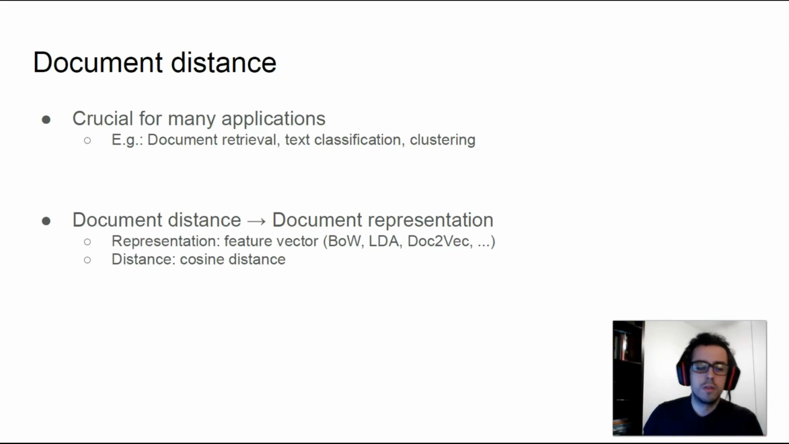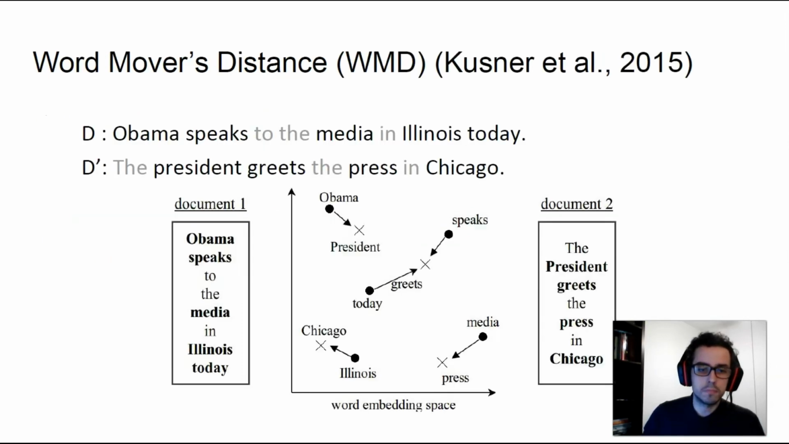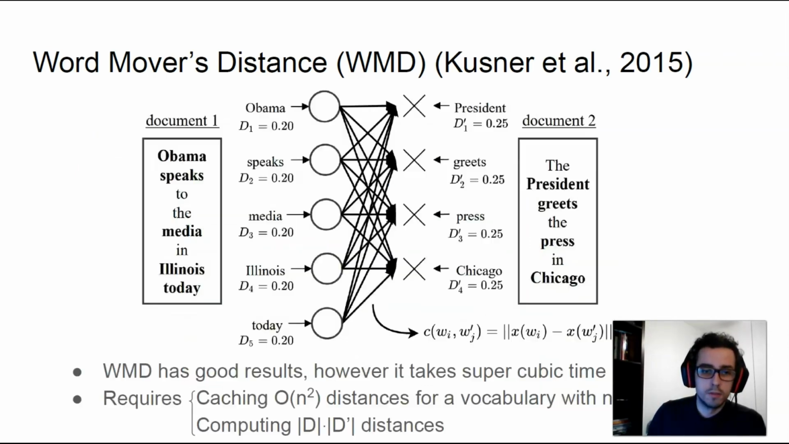And the distance between them is just the Euclidean distance. And for this task, Kusner et al. proposed a new distance using word embeddings called Word Mover's Distance. The idea here is that each document is represented as its set of embeddings and weighted by its bag-of-words representation. And the distance between two of these representations is given by the minimal cost of transforming one representation into the other, where this cost has to do with the Euclidean distance between their word embeddings.